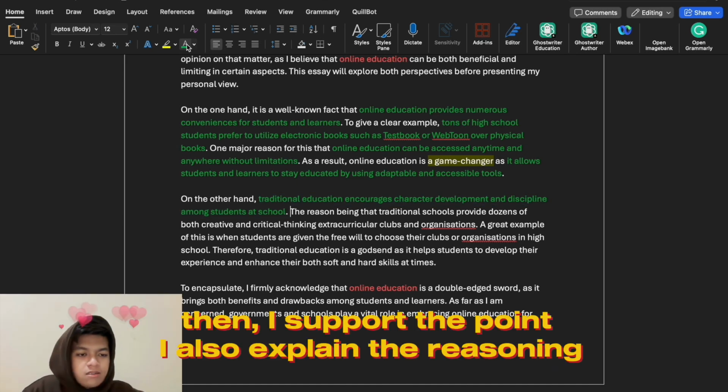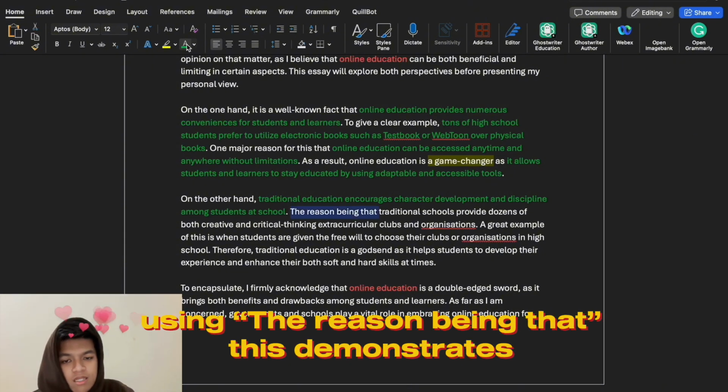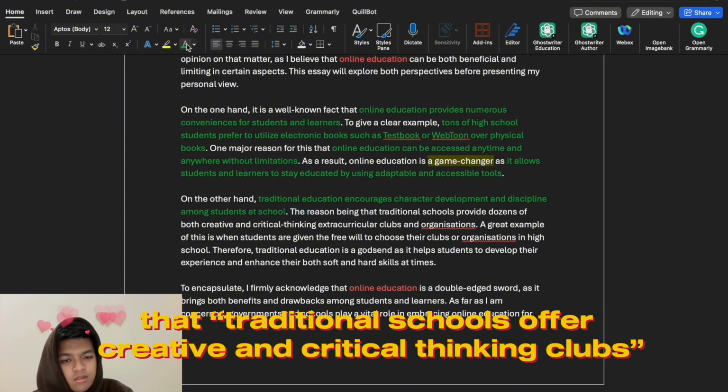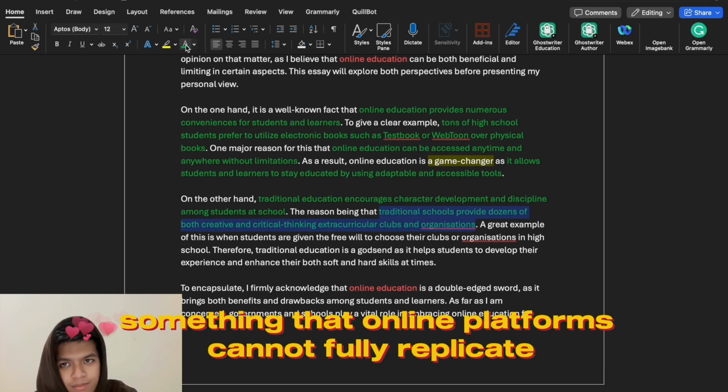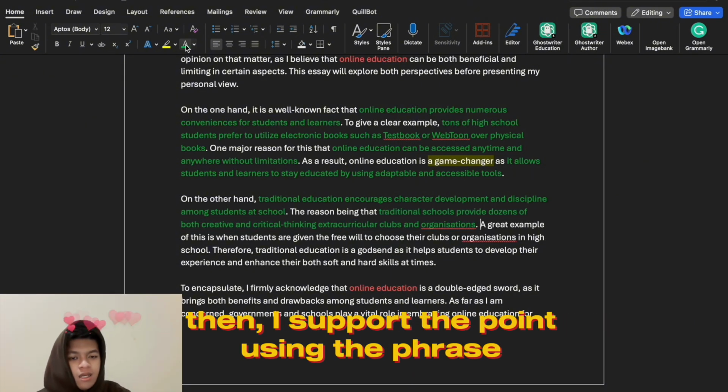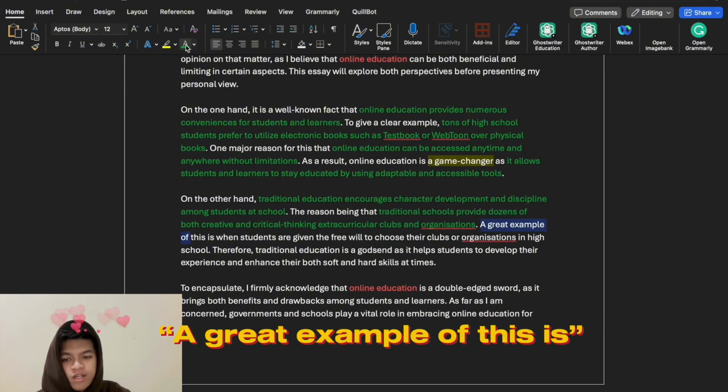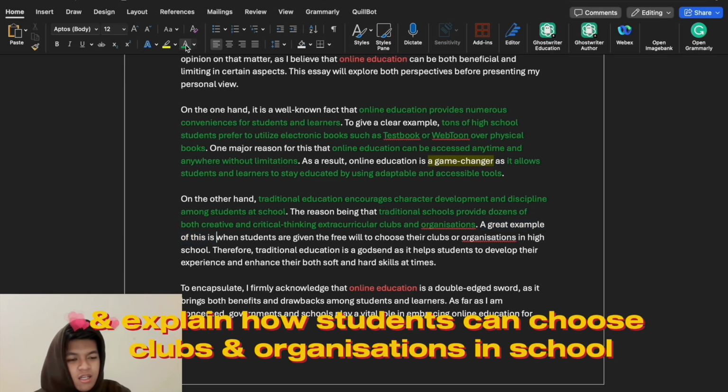Then I support the point. I also explain the reasoning using the reason being that, this demonstrates that traditional schools offer creative and critical thinking clubs, something that online platforms cannot fully replicate. Then I support the point using the phrase a great example of this is, and explain how students can choose clubs and organizations in school.